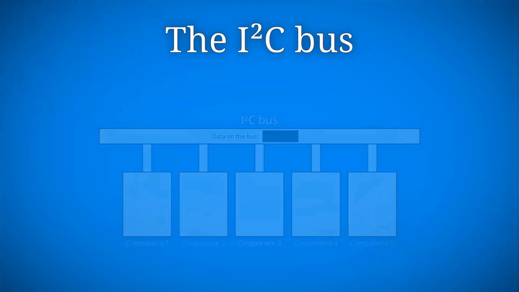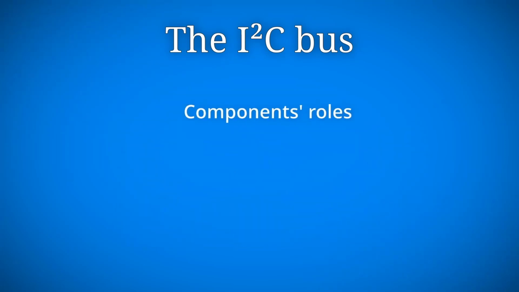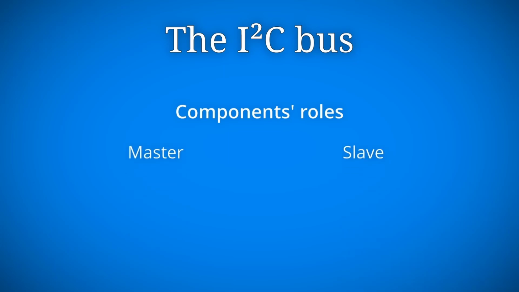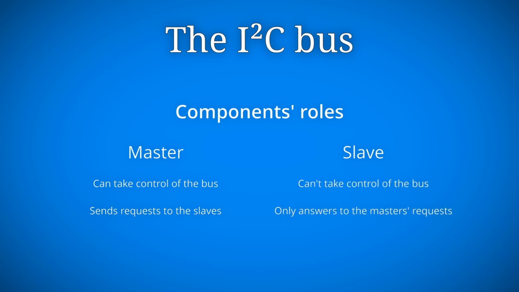The components on the I²C bus must have a specific role. They can act as a master or as a slave. A master can take control of the bus to use it to send requests to the slaves. A slave can't take control of the bus, it can only answer the master's requests.